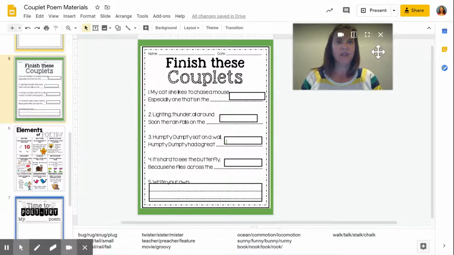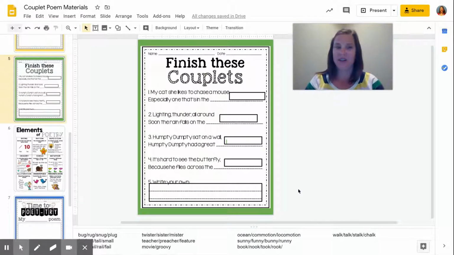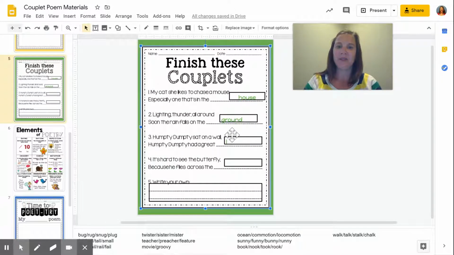Okay, boys and girls, I am going to go to the next slide now, and we are going to finish these couplets. So let's play a game. I'm going to read it, and then you're going to think about what goes in the blank, and then I'll type it. Are you ready? Number 1, my cat, she likes to chase a mouse, especially one that's in the, did you say house? House rhymes with mouse. Number 2, lightning, thunder all around, soon the rain falls on the, did you say ground? Ground and around. Notice that the rhyming words have the same spelling, O-U, saying ow.